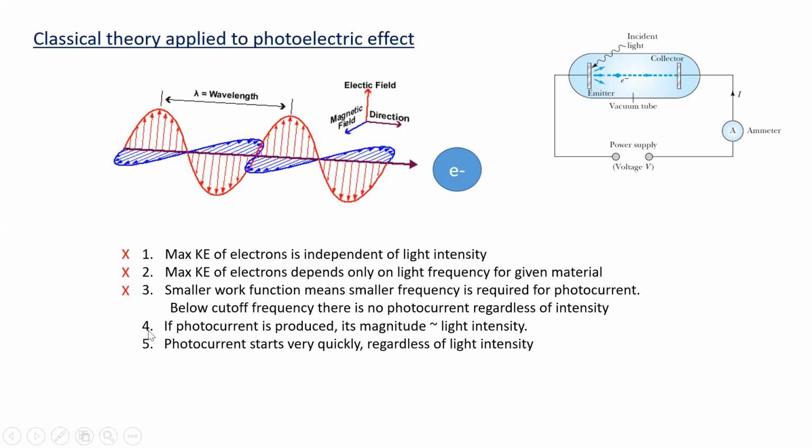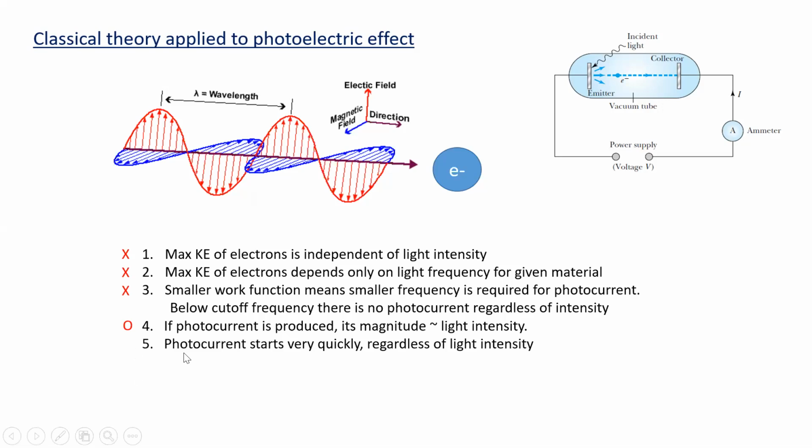One which does work is that if a photocurrent is produced, its magnitude is proportional to the light intensity. Because if a photocurrent is being produced and classically the light intensity increases, that means we have a greater electric field, and we'd expect greater vibrations of the electrons here, and so more electrons coming off per unit time, so a greater photocurrent. So the classical theory does apply to that one.